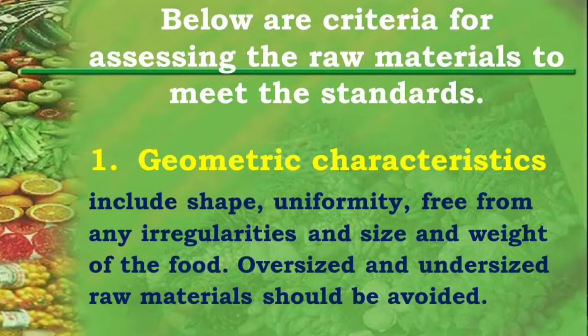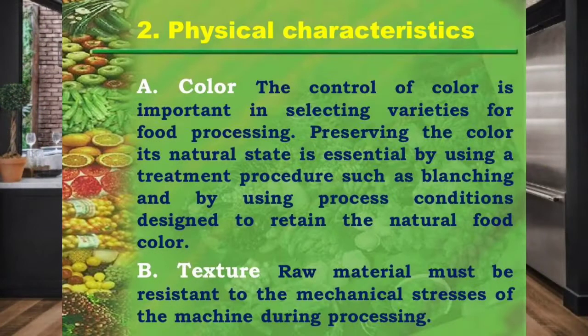Geometric characteristics include shape, uniformity, freedom from any irregularities, and size and weight of the food. Oversized and undersized raw material should be avoided. Second, physical characteristic. Physical characteristic has two types, color and texture.